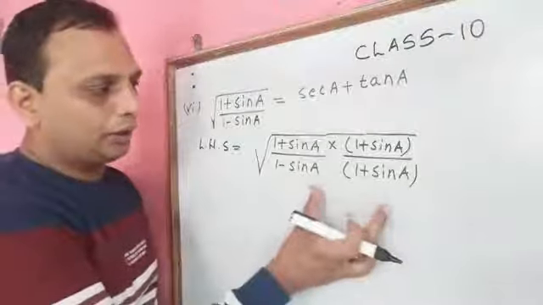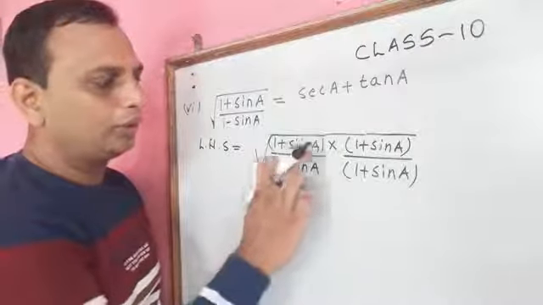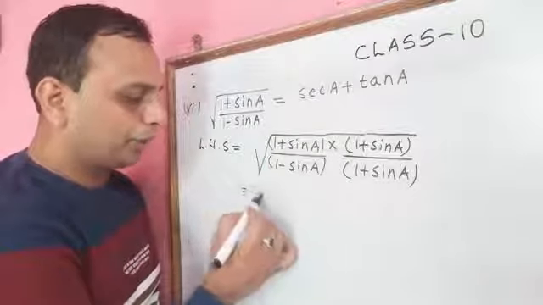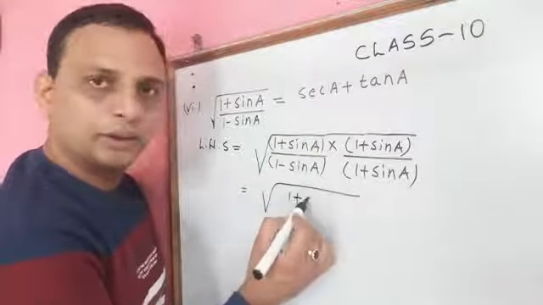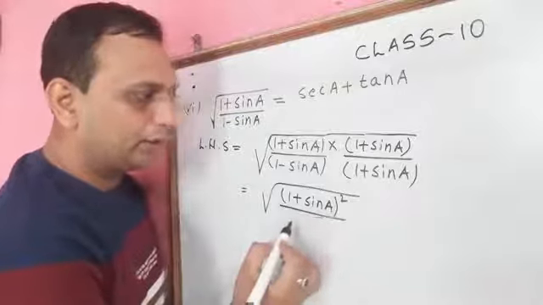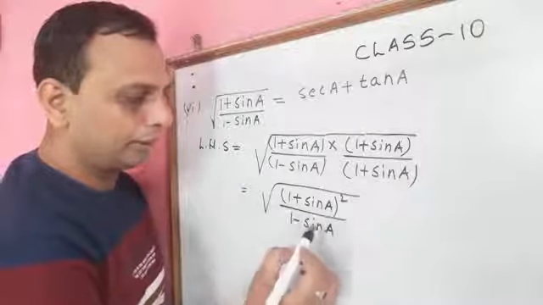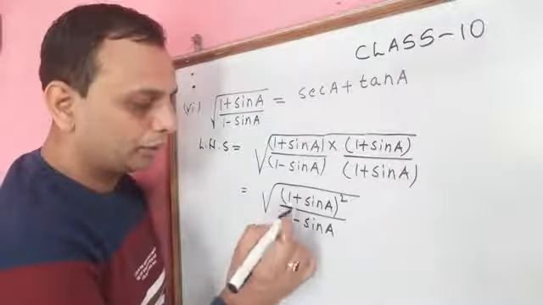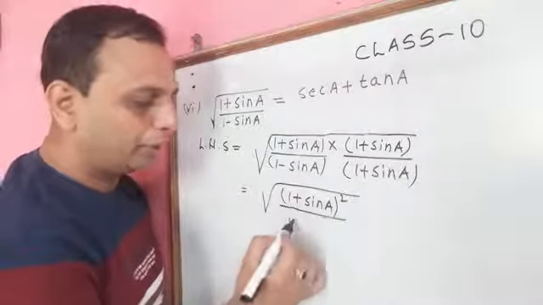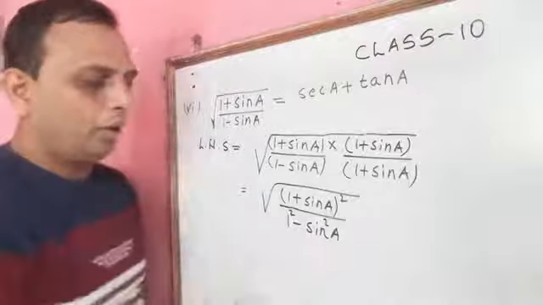After rationalizing, you can see the numerator is in the form of A plus B, A plus B, and the denominator is in the form of A minus B, A plus B. So the numerator we can write as (1 plus sin A) whole square, and the denominator as A square minus B square, because it is the form A minus B, A plus B. It will be 1 square minus sin square A.